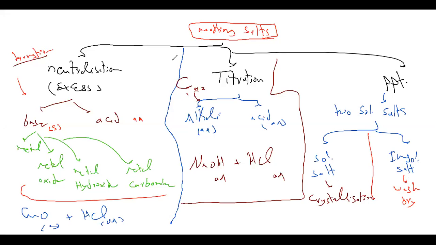Like if we have a reaction between sodium chloride, aqueous, plus silver nitrate, aqueous, gives sodium nitrate plus silver chloride. This is aqueous and this is solid. So 2 soluble salts reacting together or mixing together to form a soluble salt and an insoluble salt. So for the first one, neutralization.